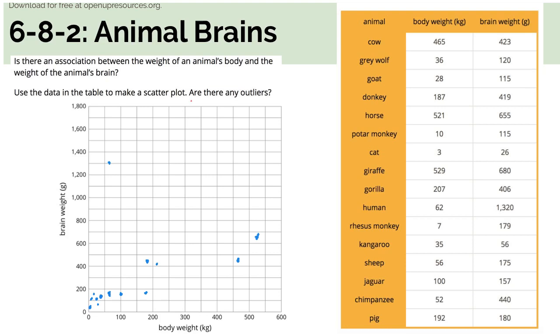First thing you should notice, are there any outliers? Yep, that point right there, and that correlates to the human data. So we are the outlier when it comes to the weight of our bodies and the weight of our brains.